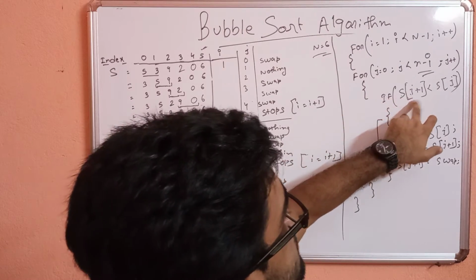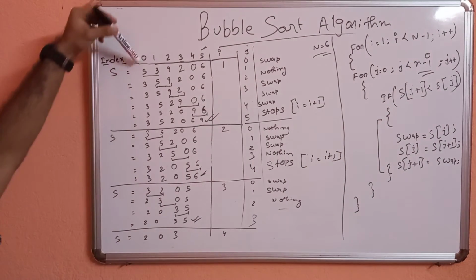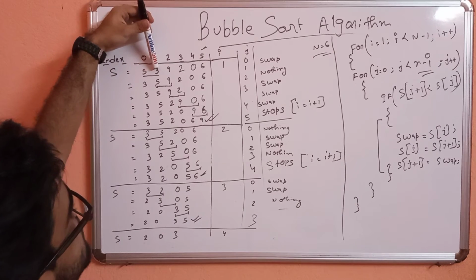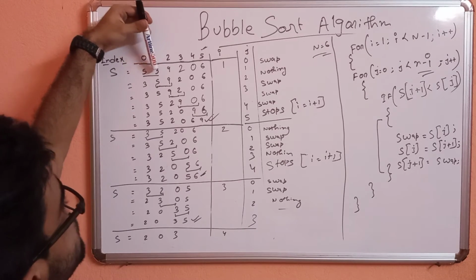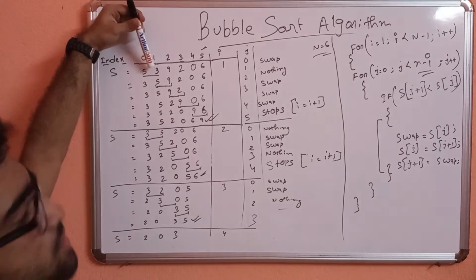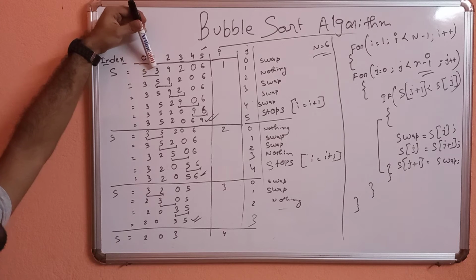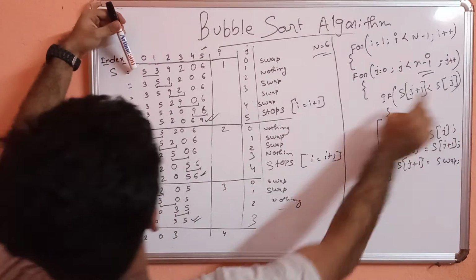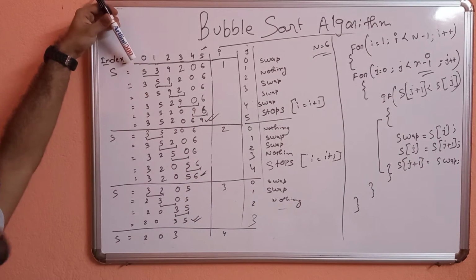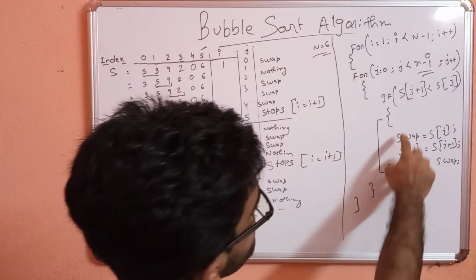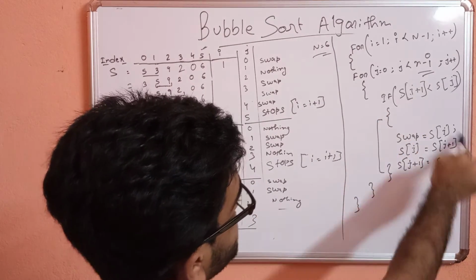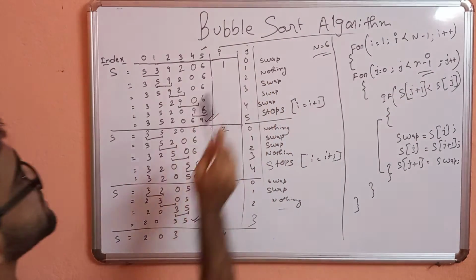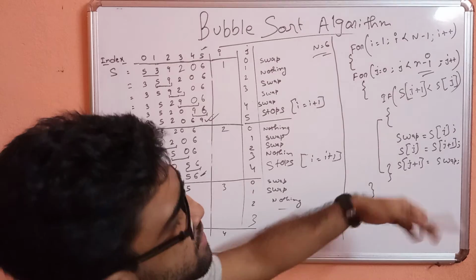If s of j plus 1, if I am considering the first position, j plus 1 is the 3rd index. Comparing 5 and 3, 3 is in the s of j plus 1th place. If it is less than s of j, which is 5, it is less, then it will swap. This part is for swapping. Otherwise, I will increment j.